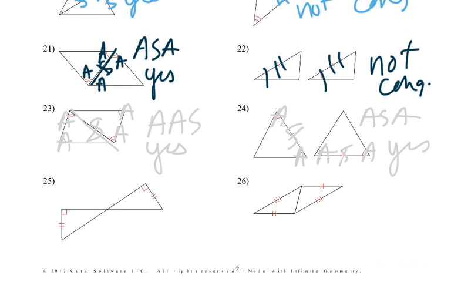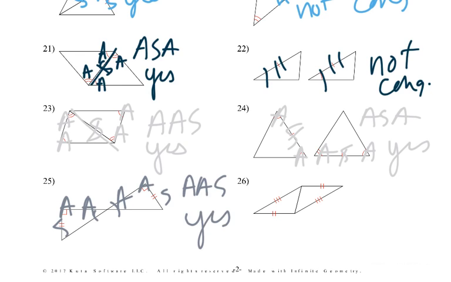Okay, 25, got an angle they share, angle, then an angle, then a side, so angle, angle, side, and yes, they work. And then they share a side, two other sides, so side, side, side, yes, they're congruent by that.